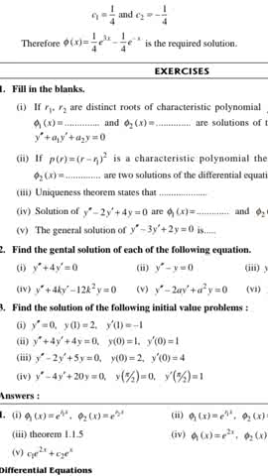Uniqueness theorem states that phi 1 and phi 2 both are unique.